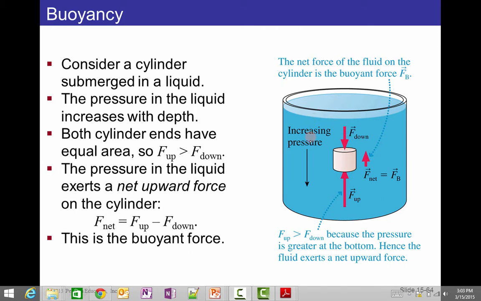So you know that pressure increases with depth. So this side down here is deeper than this side here on top. Therefore, the force up here due to the pressure is going to be greater than the force pushing down here on the top. That's going to give you a net force pointing upwards, simply because this side is deeper than this side at the top. So then you get a net force, and we call this force buoyant force. And it's equal to the force pointing up minus the force pointing down.